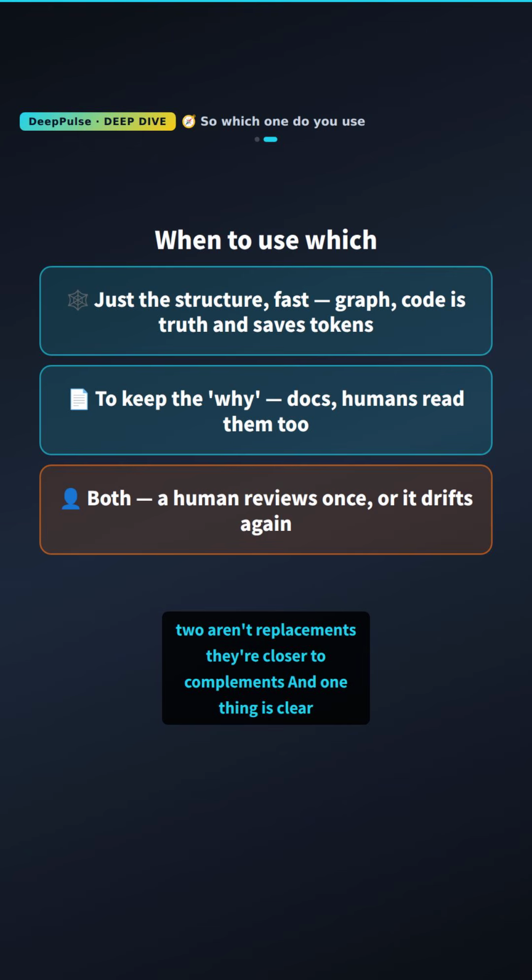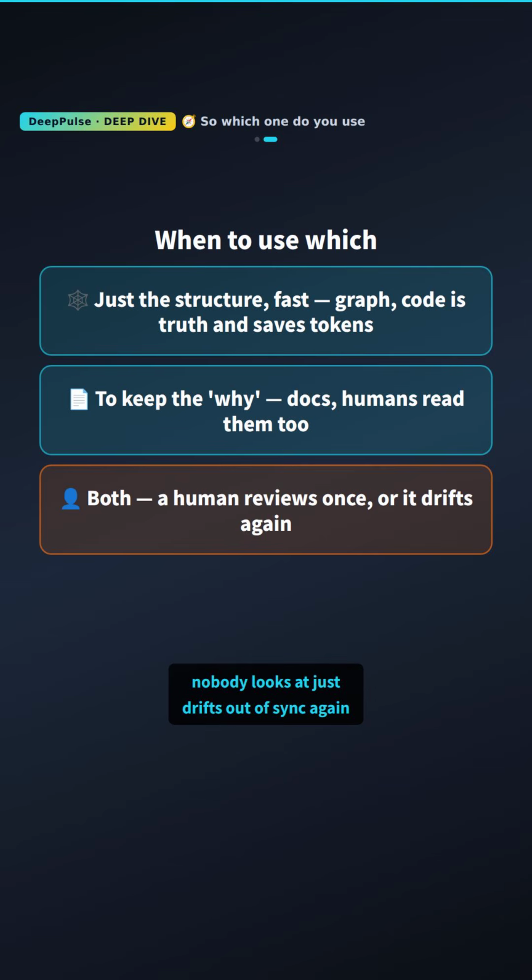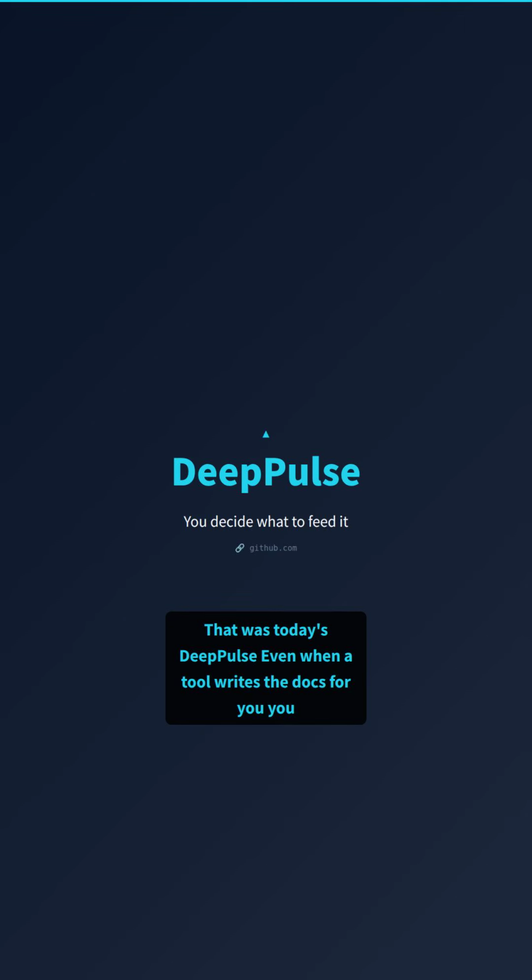And one thing is clear, docs or graph, a human has to review it at least once. Because an artifact nobody looks at just drifts out of sync again. That was today's DeepPulse. Even when a tool writes the docs for you, you decide what to trust and what to feed it.